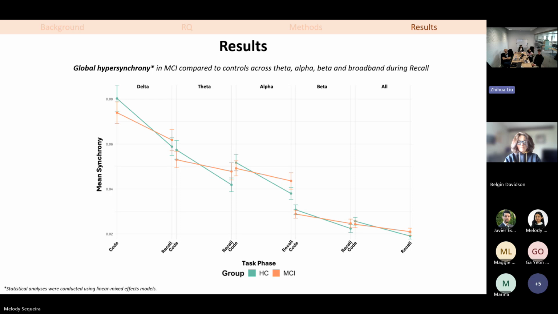What is mostly of interest is the theta and alpha band, because they are extremely important and have been well documented in Alzheimer's disease. These are bands that look at cognitive functioning in resting state, but also in task-based settings. And we see the same pattern where MCI individuals have higher synchrony during recall compared to healthy controls.